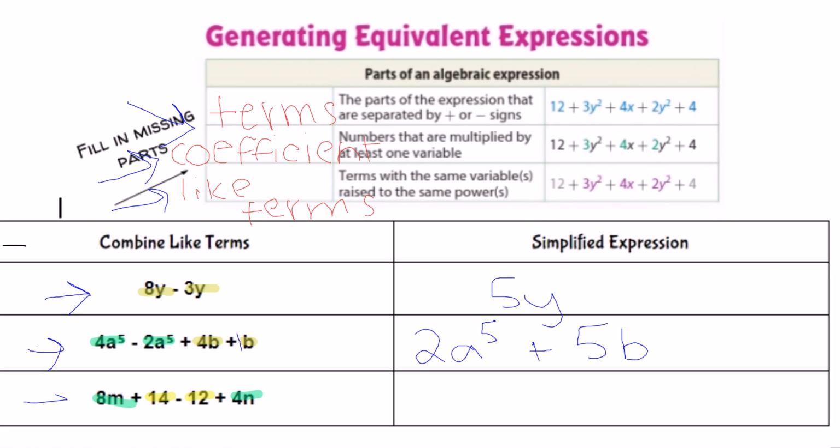On this bottom example, I've highlighted what you can and cannot combine. Actually, I did that wrong. I didn't realize that was an m and an n. Let's just erase that. So 8m plus 14 minus 12 plus 4n. Don't do what I did and think that m and n are the same. Those two cannot be combined, but you can combine just the regular numbers. So in the middle you have a 14 minus 12, so you could simplify that to 2. And then it's just 8m plus 2 plus 4n. And you can't combine anything else on that, so that's as simplified as that one's going to get.